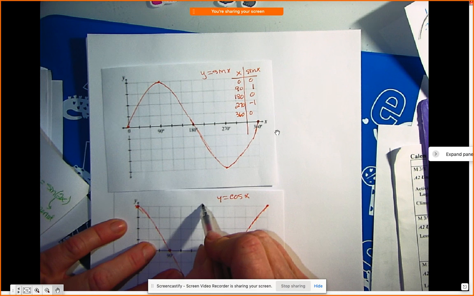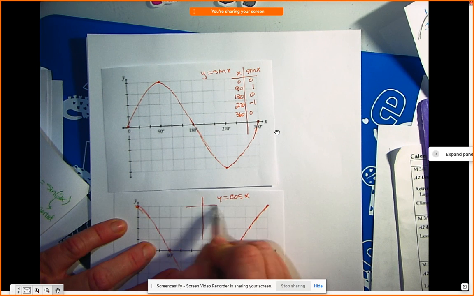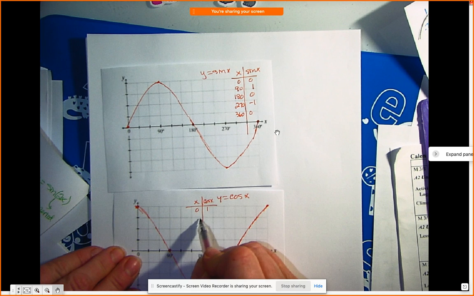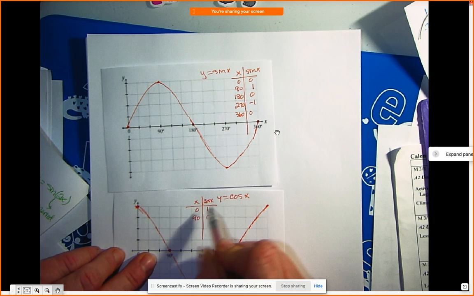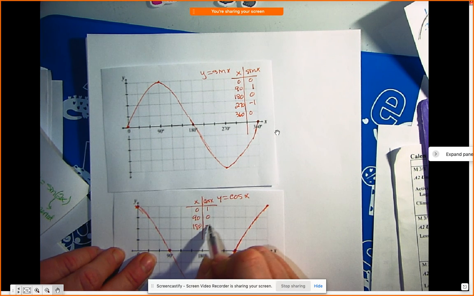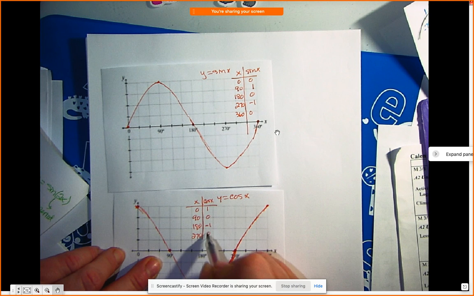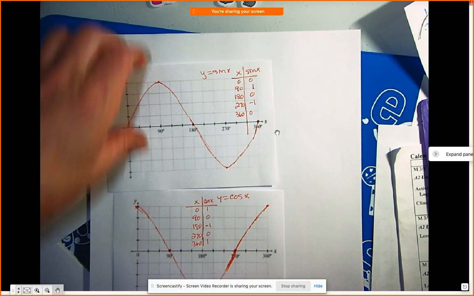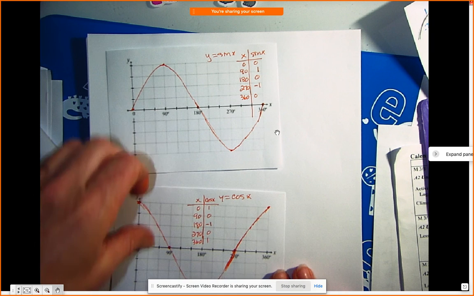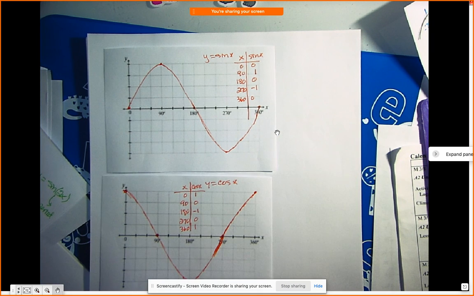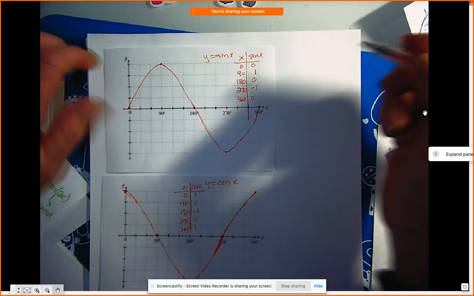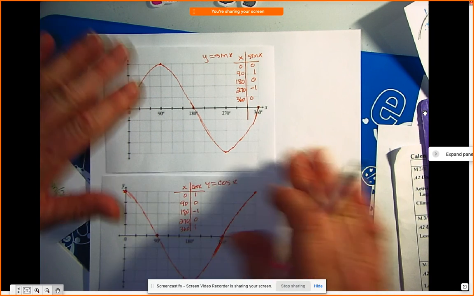And I'll do cosine in the middle here. X and then cosine x. I'll put 0, we've got 1. I'll put 90, we've got 0. 180, we've got -1. 270, we've got 0. And 360, we've got 1. These are important points that we should always know. These are the parent graphs. Okay, the mother functions, whatever. These are parent graphs.